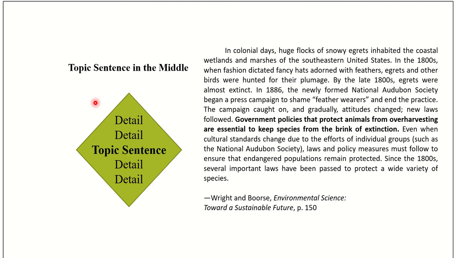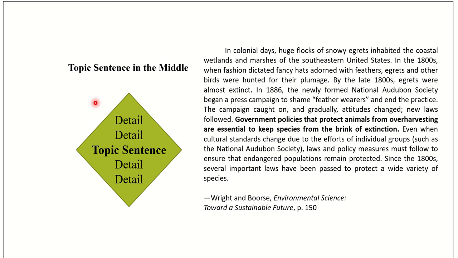Now it is also possible to have the topic sentence in the middle. For example, over here, read through this. In colonial days, huge flocks of snowy egrets inhabited the coastal wetlands and marshes of the southeastern United States in the 1800s. When fashion dictated, fancy hats adorned with feathers, egrets, and other birds were hunted for their plumage. By the late 1800s, egrets were almost extinct.